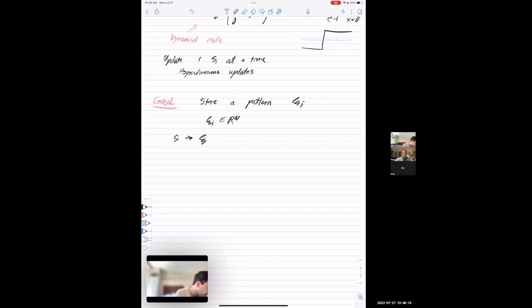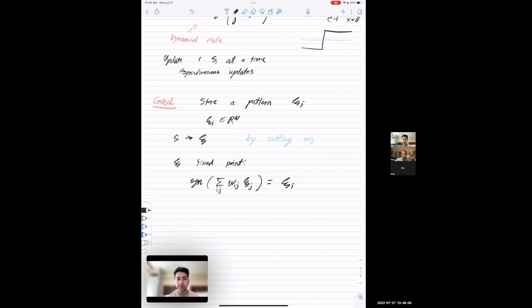And what can I do? By changing the weights, by setting the Wij. Is this clear, what I'm saying? Yeah. To set the Wij in such a way that we learn the right memory. And what does that mean? That means that this C needs to be a fixed point of the update rule. So if C is a fixed point, that means the update stops. And what that means is that the sign of the sum over j of Wij Cj is just equal to Ci.